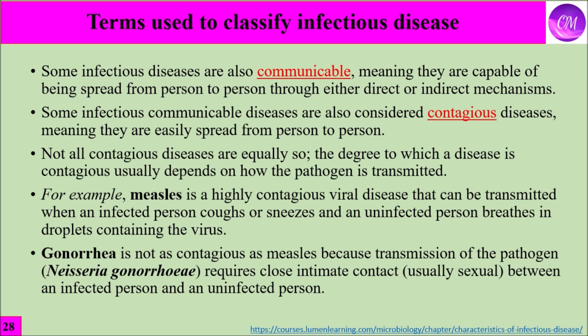The degree to which a disease is contagious usually depends on how the pathogen is transmitted. For example, measles is a highly contagious viral disease that can be transmitted when an infected person coughs or sneezes, and an uninfected person breathes in droplets containing the virus. Gonorrhea is not as contagious as measles because transmission of the pathogen requires close, intimate contact, usually sexual, between an infected person and an uninfected person.